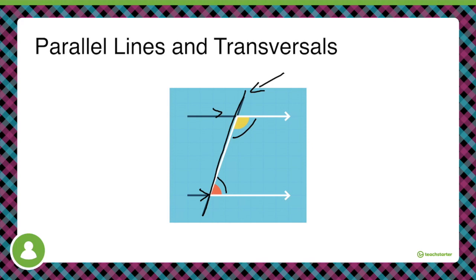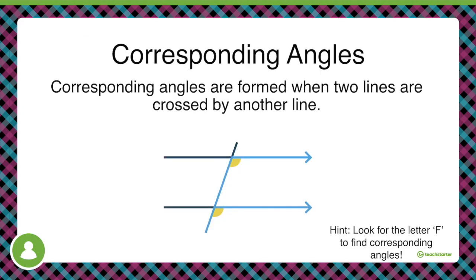So the first type of angle that the transversal can create is the corresponding angle. Now the corresponding angles are created by the transversal, and we can look for the letter F. On this diagram, I've got my little F right here, and the two angles that we call corresponding are the angles that sit underneath it.